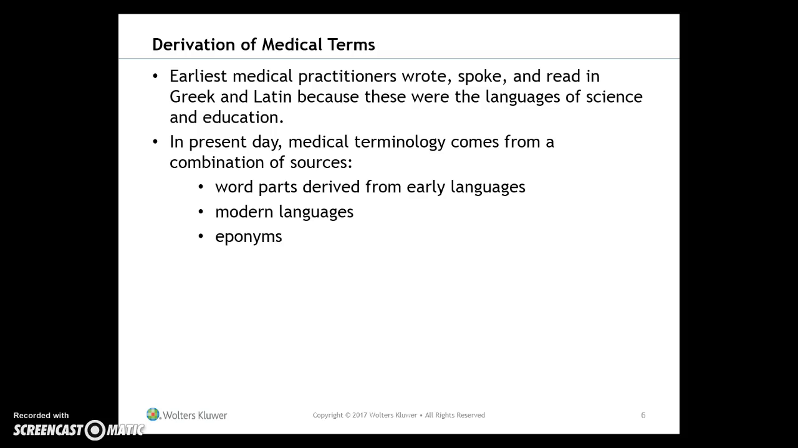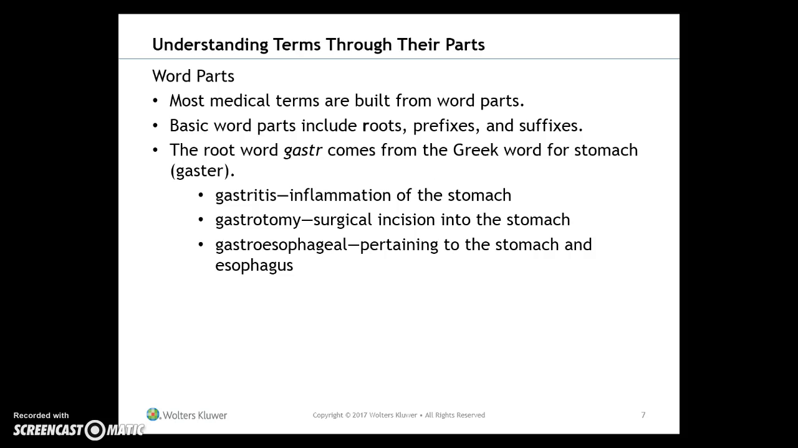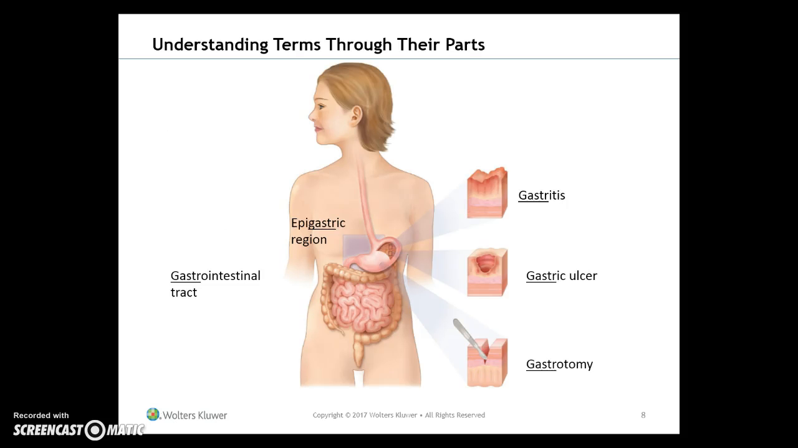So for example, the eponym is Kaposi sarcoma, and that's a skin cancer named for the Hungarian dermatologist Moritz Kaposi, who originally described the condition. So word parts come again from early languages, modern languages, and eponyms, the person that maybe named them or discovered it. So we're going to learn about roots, prefixes, and suffixes, and we talked a little bit about that, so we can see the word root here in a variety of different ways.